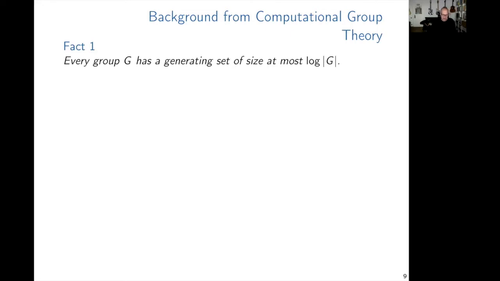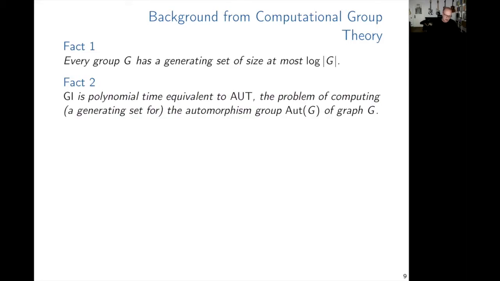So we can talk about all kinds of groups that may appear as subgroups of the symmetric group of the vertex set, including the automorphism group. We can represent them, and we can do computations on them. But of course, the question is how we do this. But at least we're not immediately out of the game just because the groups are too large. Okay, the second fact I've already mentioned: GI is polynomial time equivalent to the problem of computing a generating set for the automorphism group. So that's what we set out to do.